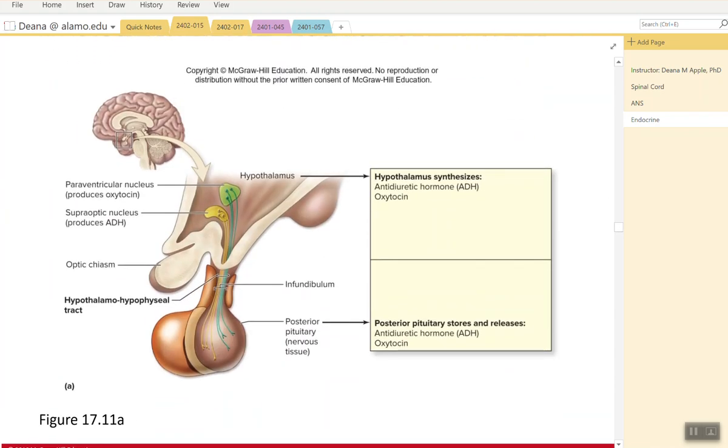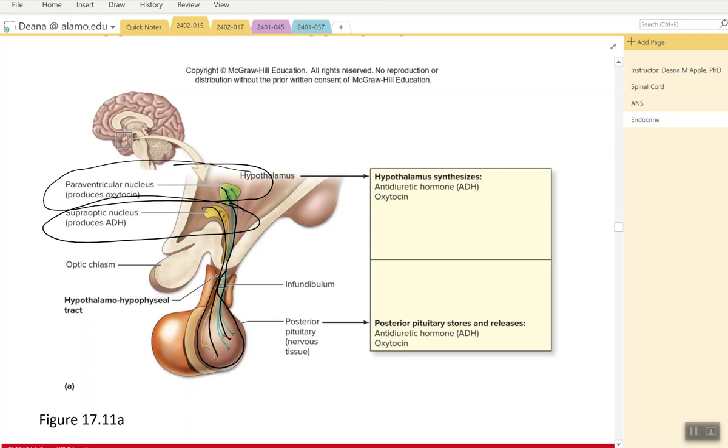So here we are. Here's your posterior pituitary. Again, not testicles. This is in your brain. So here's the paraventricular nucleus projecting to the posterior pituitary, and the supraoptic projecting to the posterior pituitary. Paraventricular makes oxytocin. Supraoptic makes antidiuretic hormone.